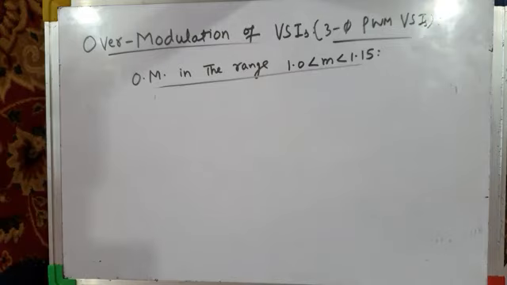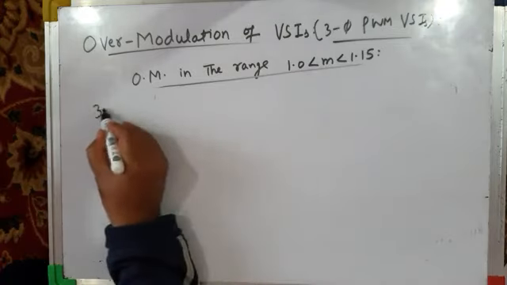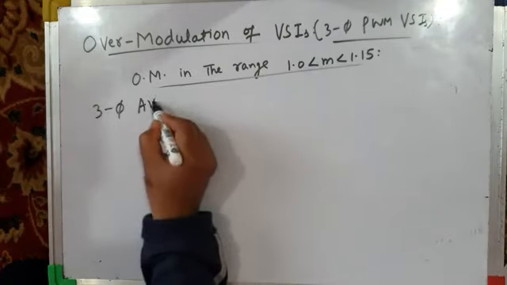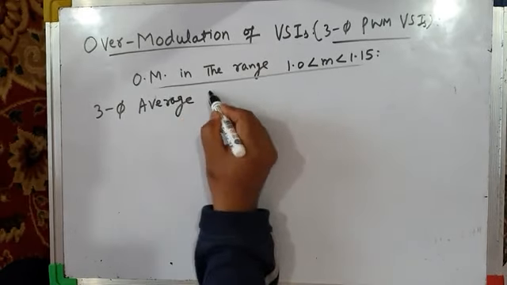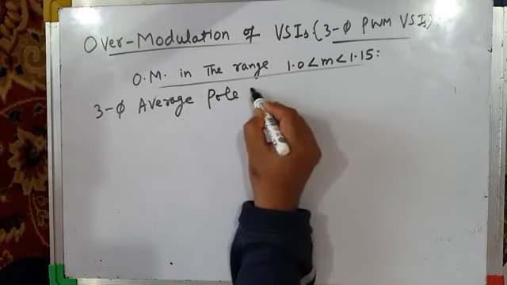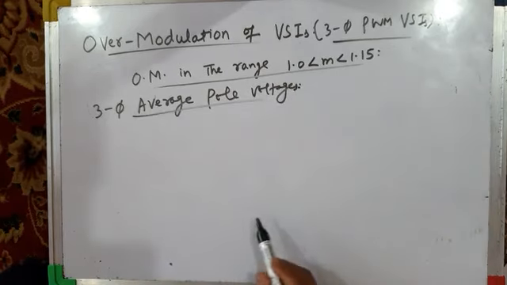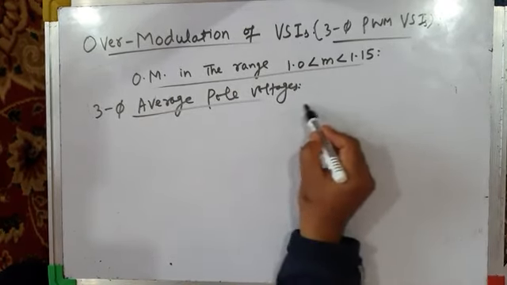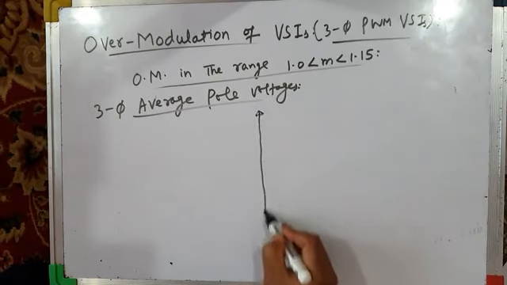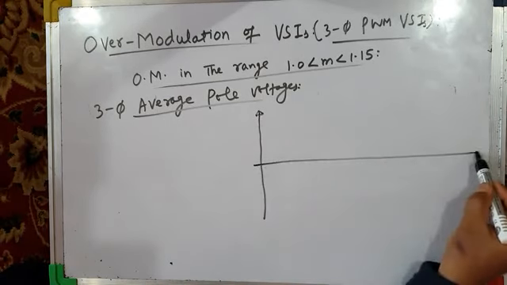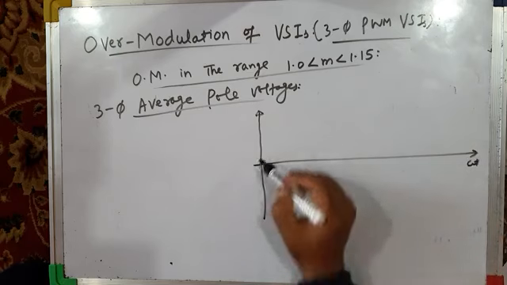Let us now draw the three-phase average pole voltages. So we have three-phase pole voltages, VRO, VYO, and VBO. This is the omega t axis.